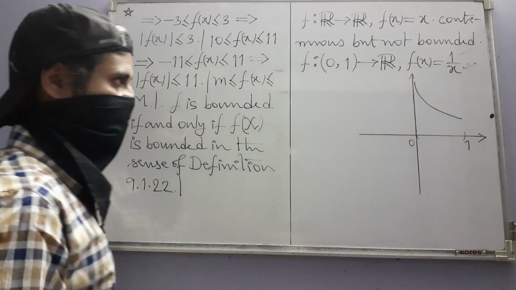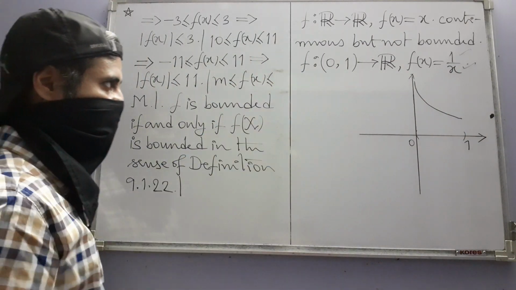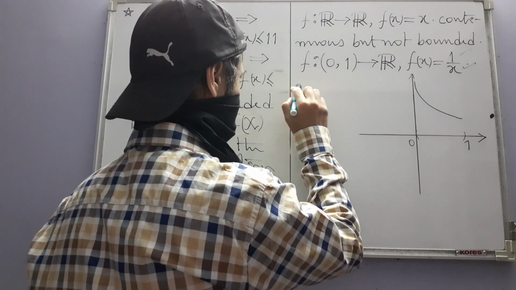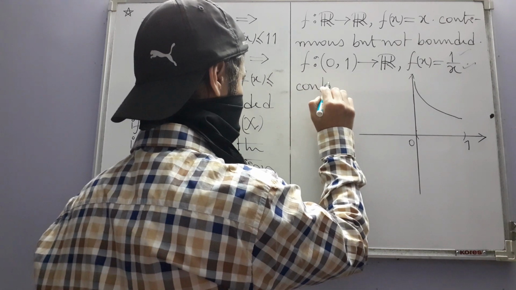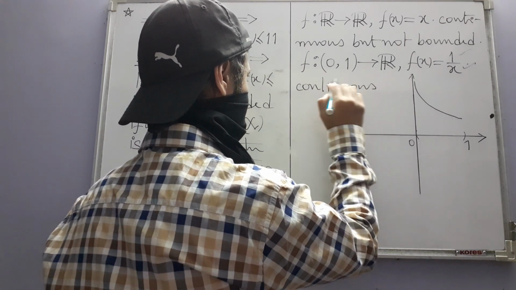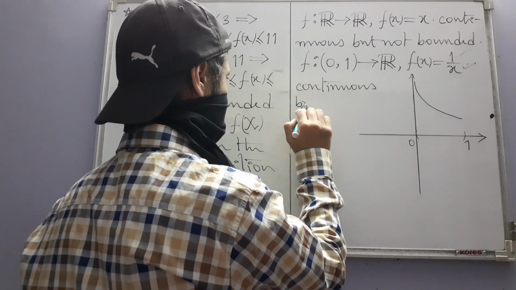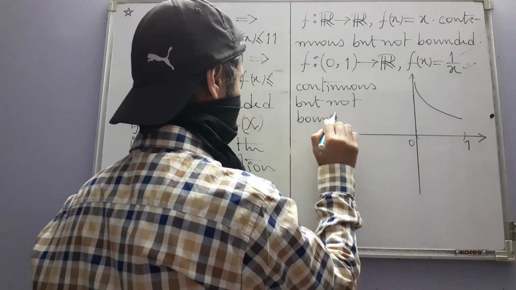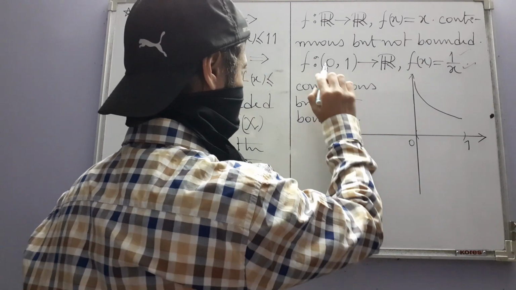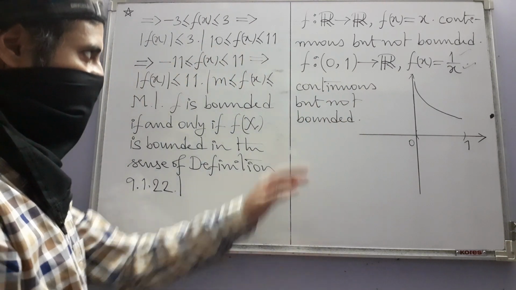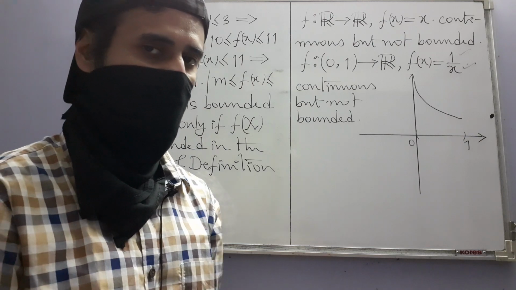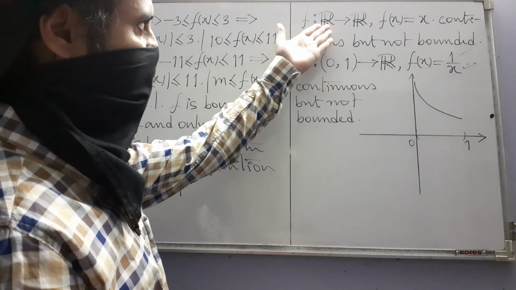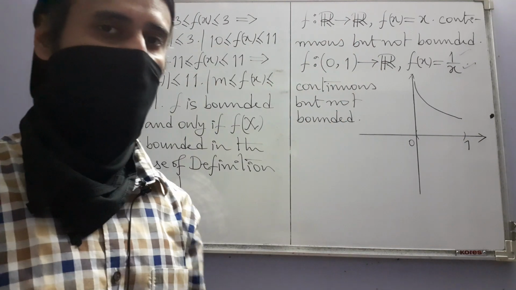But it's not bounded because of this nature. So this is again continuous but not bounded, in spite of having such a tight space, if you want to call it so, against the unboundedness of R.